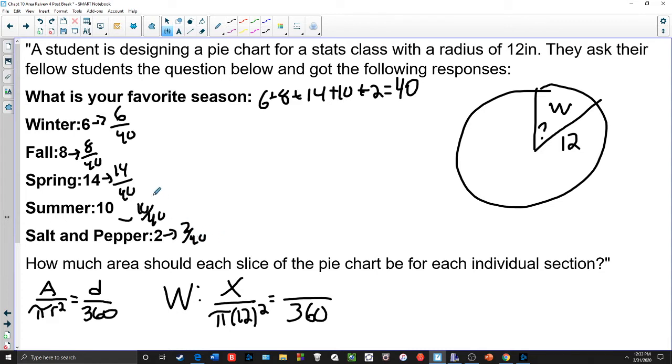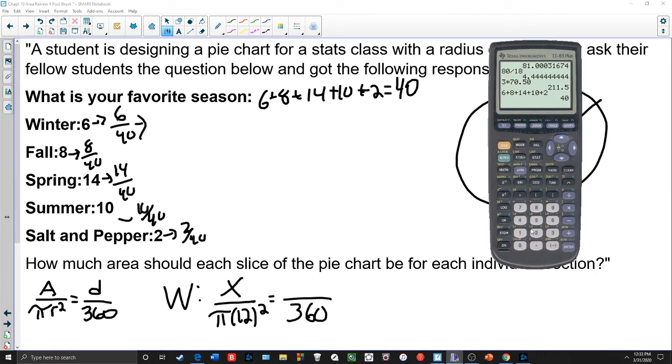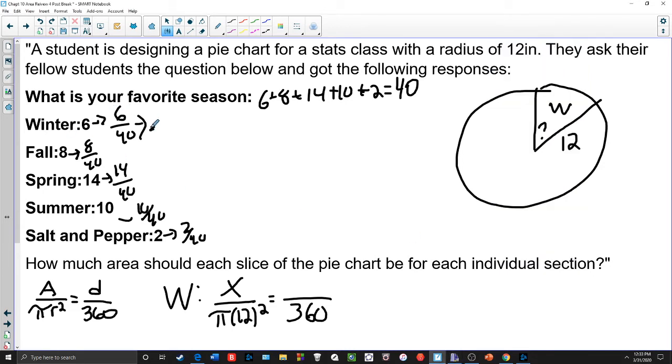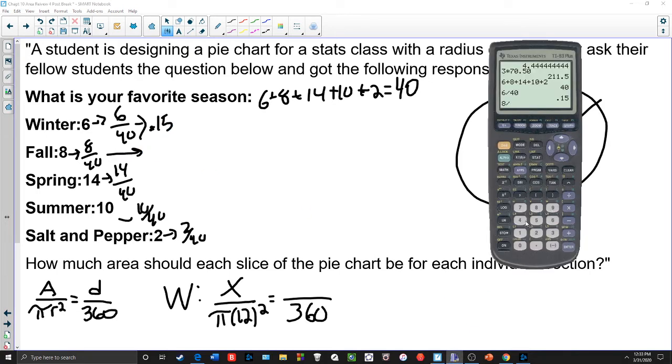So what I would do is make these into percentages, or at least decimal forms, like 6 out of 40. Go to my calculator here. 6 out of 40 is 0.15. So about 15% said winter. What about fall? 8 out of 40 is 20%.